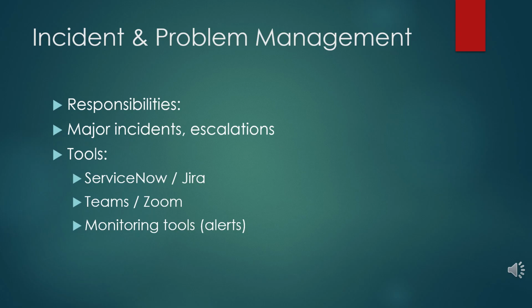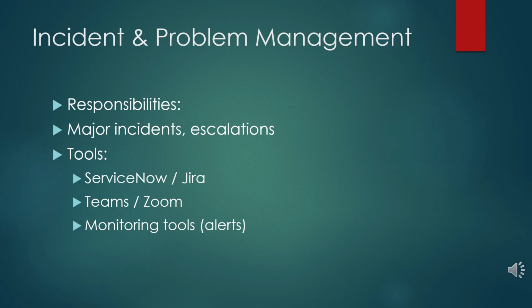Now let's talk about incident and problem management, which is one of the most critical responsibilities in a production environment. In real time, systems can fail at any moment. Servers may go down. Applications may stop working. Users may not be able to log in. Or services may become slow. These situations are called incidents.